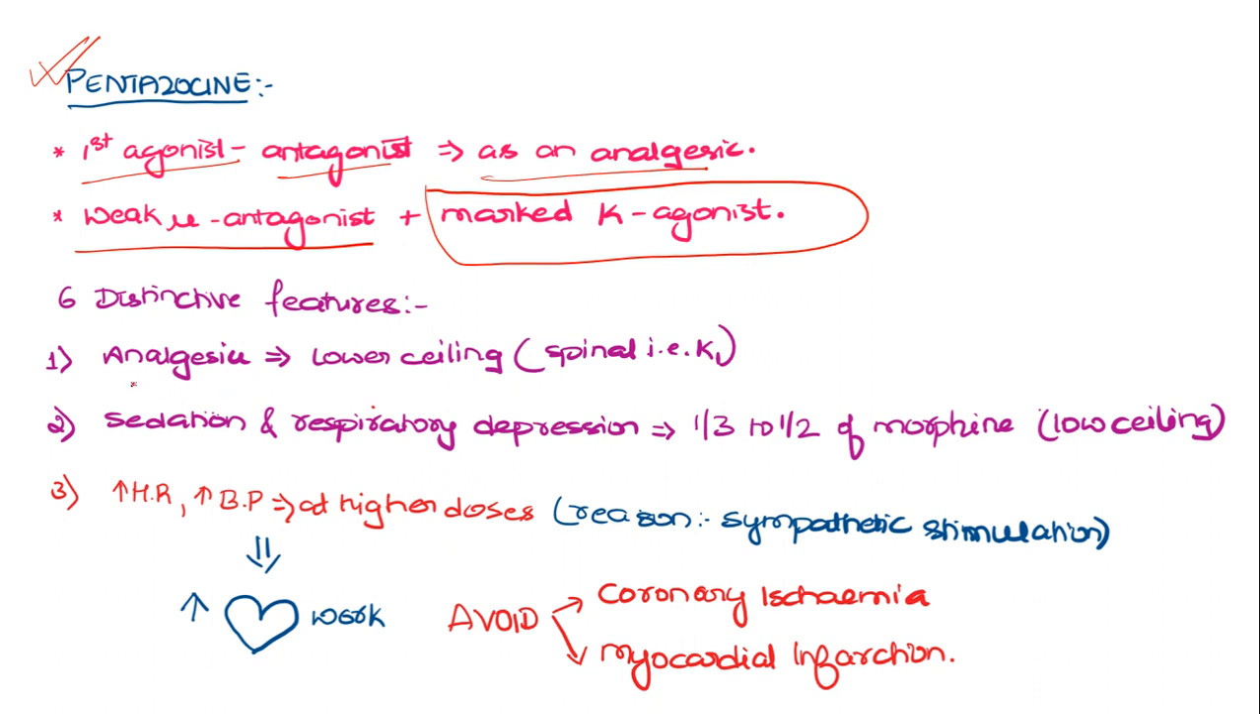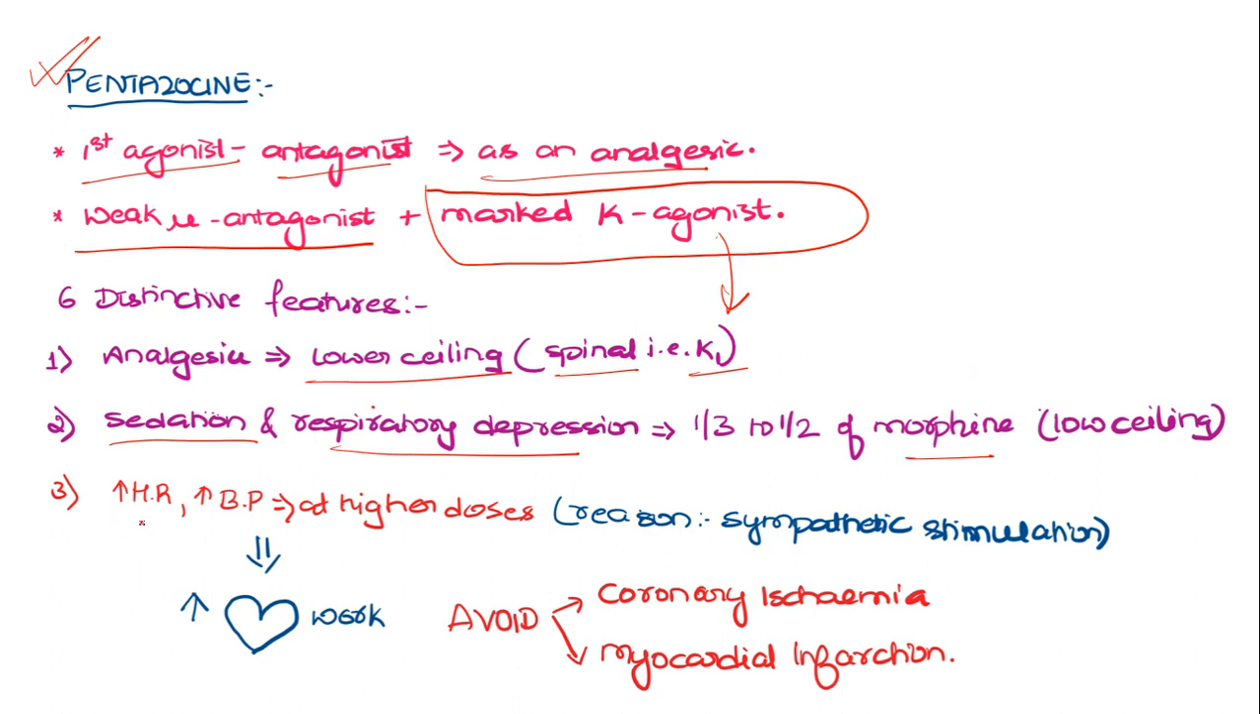The analgesic activity which is produced by pentazocine has got low ceiling effect. The action is produced at spinal level through kappa 1 agonistic activity. And the sedation and respiratory depression are one third to half of morphine. It also has low ceiling effect, means if you increase the dose, the effect of sedation and respiratory depression will not be increased even if you increase the dose beyond 60 milligram.